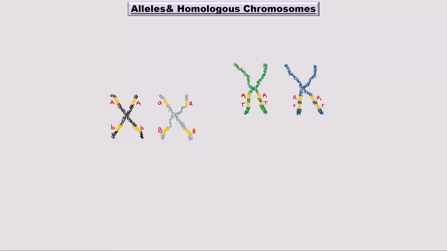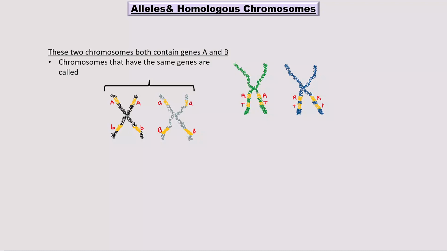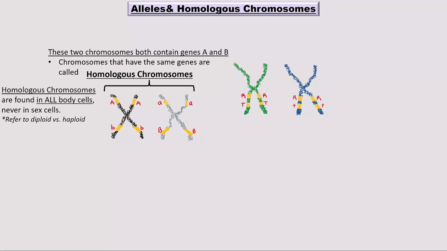Let's take a look at alleles and homologous chromosomes, now that we have a little background. If you notice, these two chromosomes on the left, these chromosomes have the same genes. They both have gene A, and they both have gene B. These chromosomes, since they have the same genes, are called homologous chromosomes. Homo meaning the same. The chromosomes, however, they both have gene B, but it looks like one's a capital B and one's a lowercase b. They still code for gene B. These are called alleles. They're different versions of gene B.